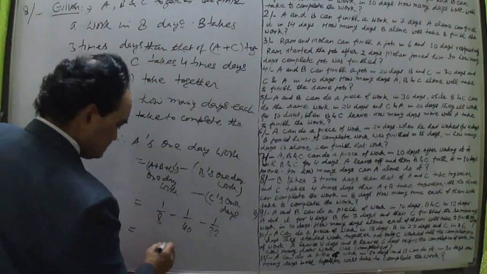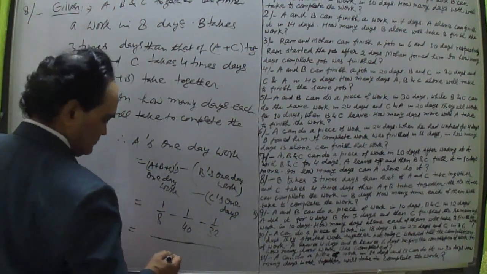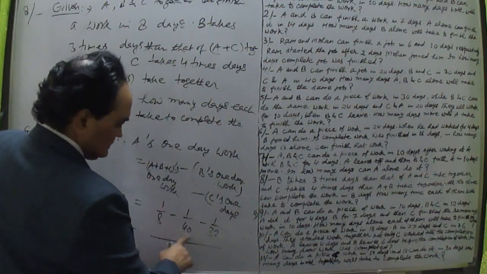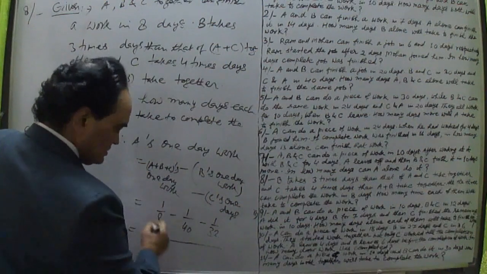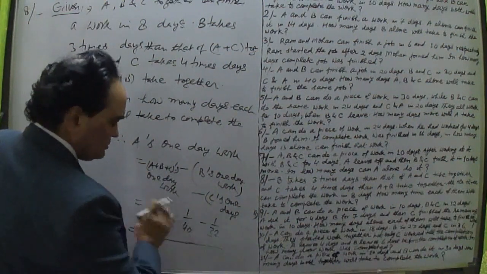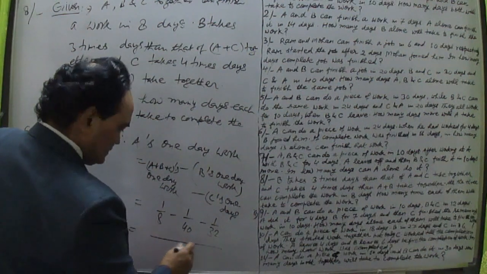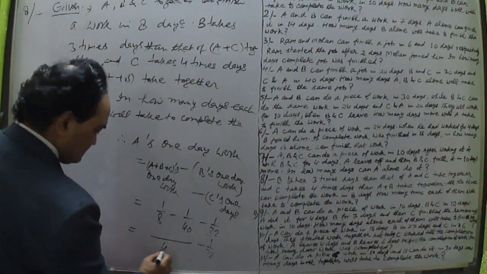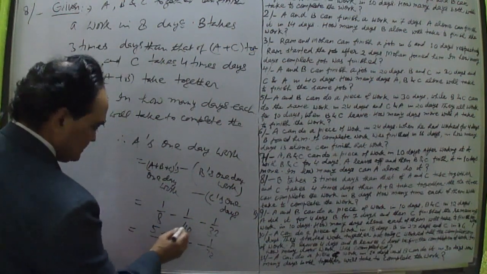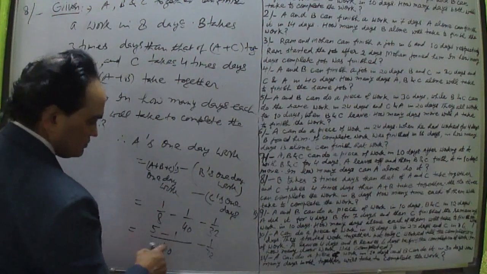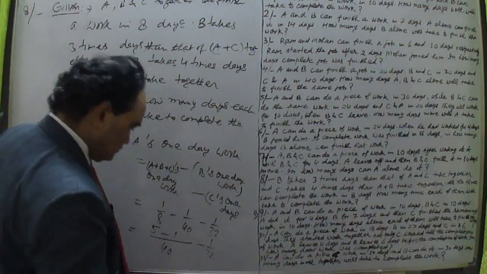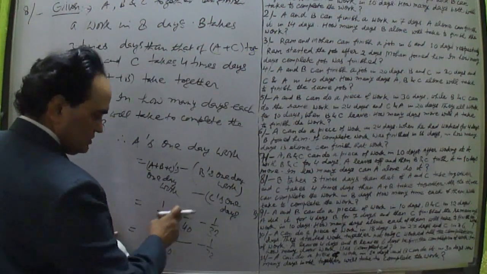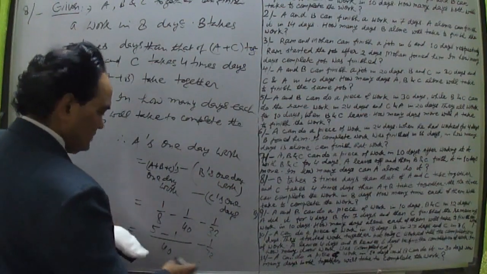Now let me calculate A's work. We can complete the whole work in how many days? So we have to find the LCM. If I take the LCM of 8 and 40, which is 40, let me complete these two first, then 1/32 we will complete. So this is 1/8 minus 1/40: 5 minus 1 is 4, so 4/40 and 1/32.